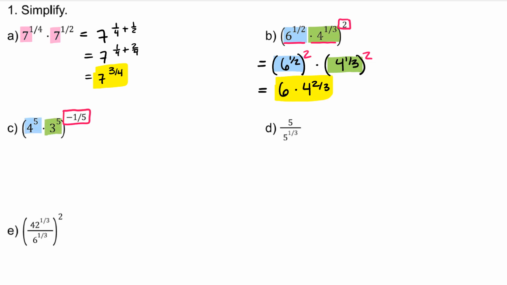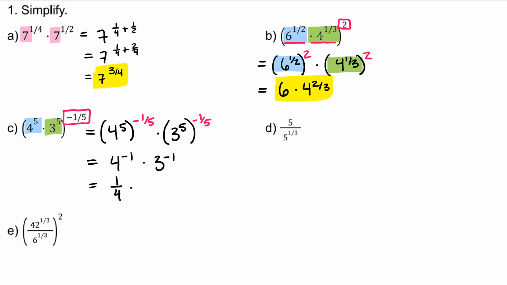For part C, we have a product to a power. Go ahead and apply that power just like we did in part B. Multiply those exponents. Negative exponents means we're on the wrong side of the fraction bar. So this is 1/4 times 1/3, which is 1 over 12.